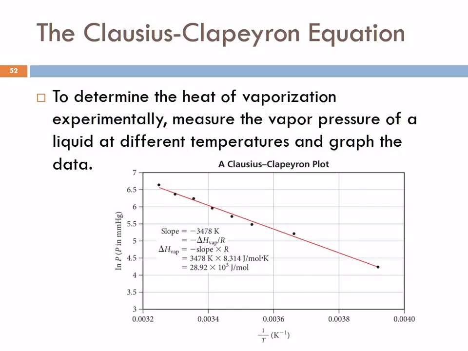And we find that the slope of this line is minus 3478 Kelvin. That's equal to the negative heat of vaporization divided by R. The R that we're going to use here for units' sake is 8.314 joules per mole Kelvin. And so when we take the negative slope and multiply by R, then we can calculate delta H, so 28.92 times 10 to the third joules per mole.